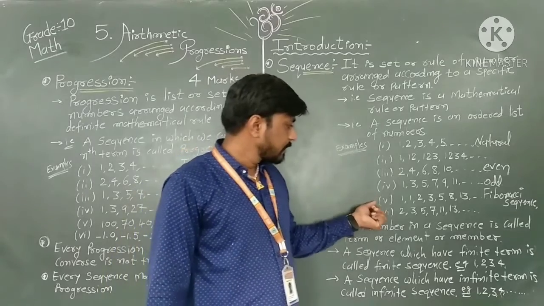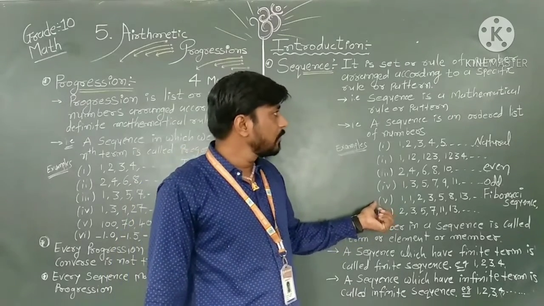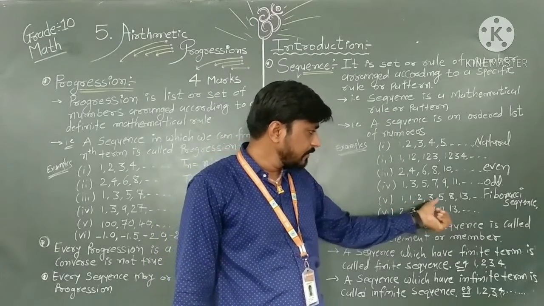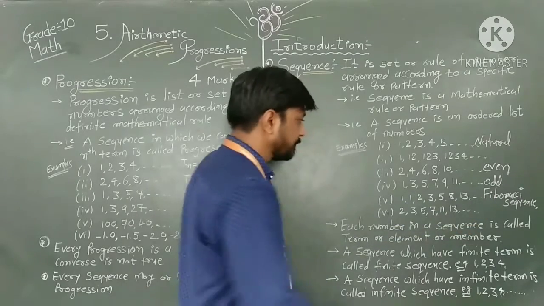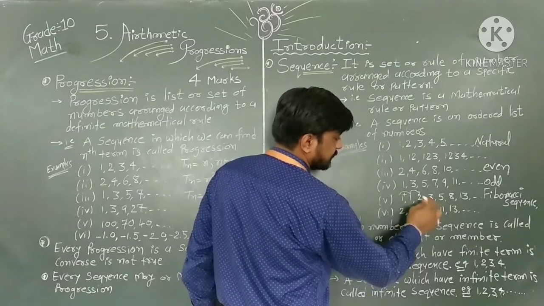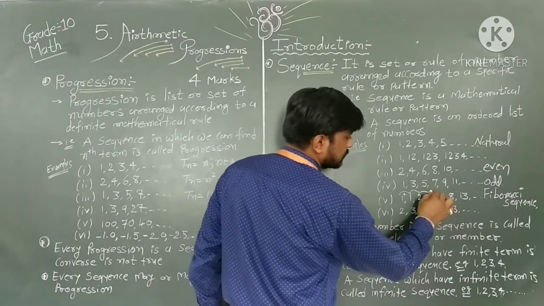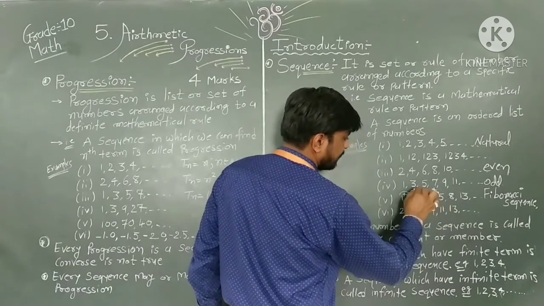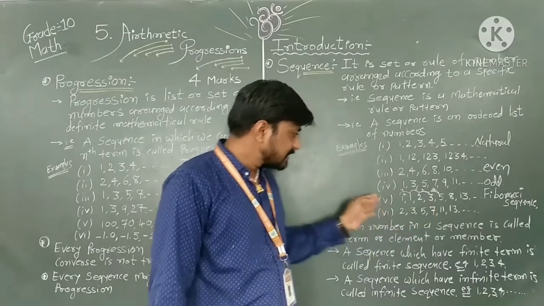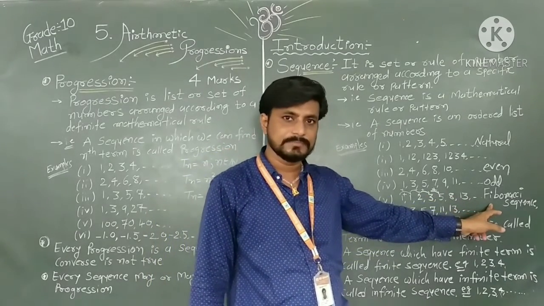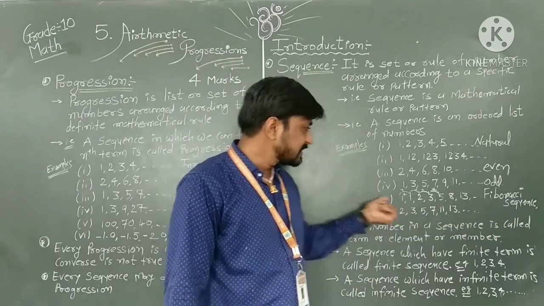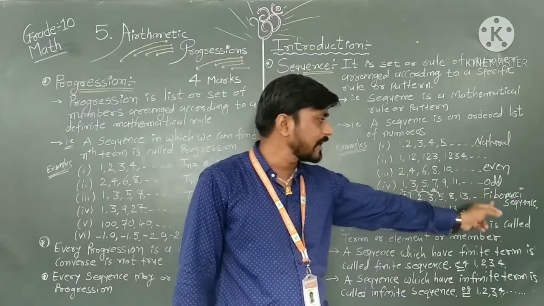Okay, now look here. I arrange some numbers by a mathematical rule. Suppose 1, 1, 2, 3, 5, 8, 13 and so on. Here look, 1 plus 1 is 2, 1 plus 2 is 3, 2 plus 3 is 5, 3 plus 5 is 8. We get the next term by adding the previous two terms. This type of sequence is called a Fibonacci sequence. Keep in your mind, sometimes in an MCQ they ask what this type of sequence is. It is called a Fibonacci sequence.